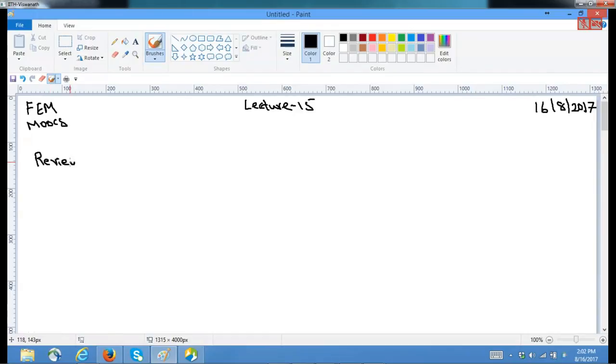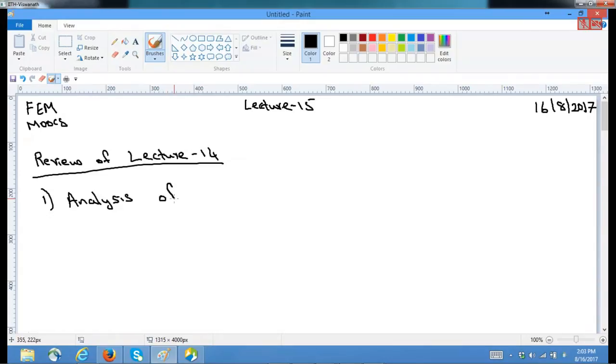Lecture 14. So currently we are doing chapter 3. The second part of chapter 3 is about analysis of beams. In the analysis of beams, we started with the Euler-Bernoulli beam, that is, plane sections remain plane and perpendicular even after the deformations.